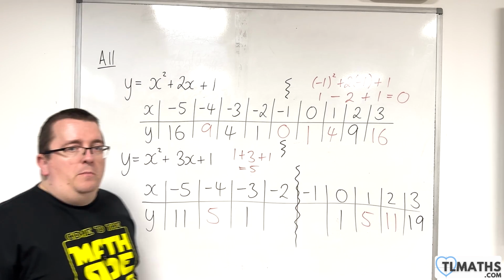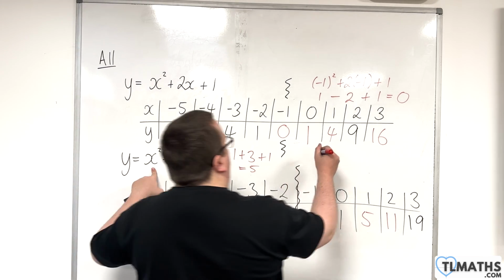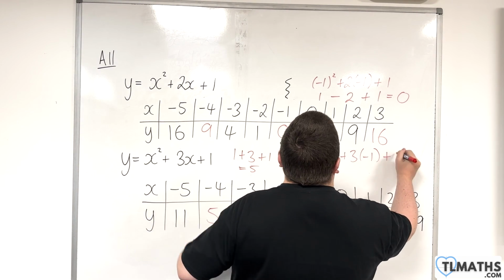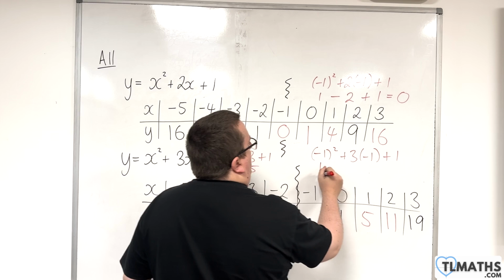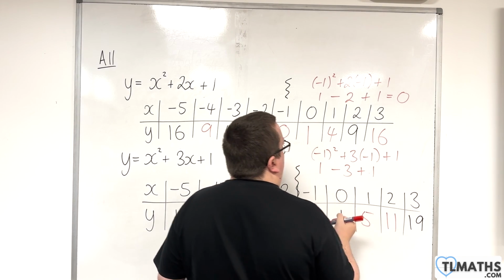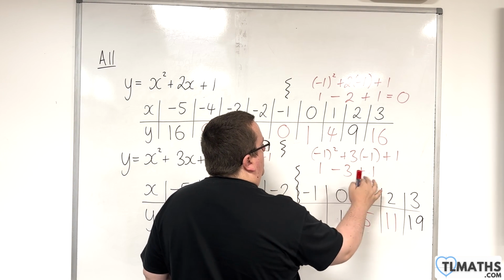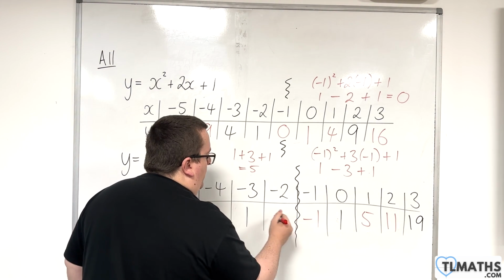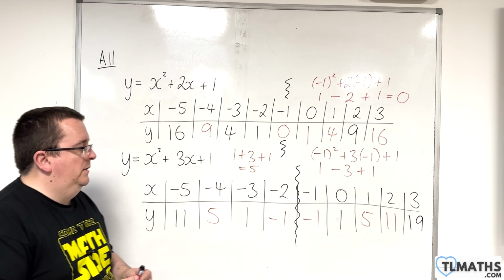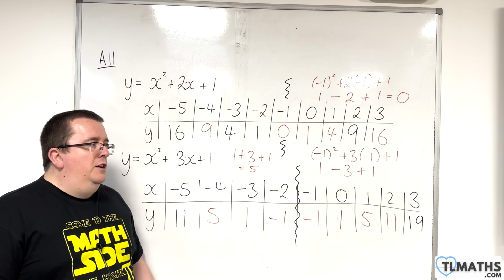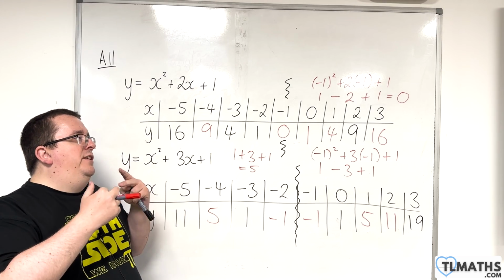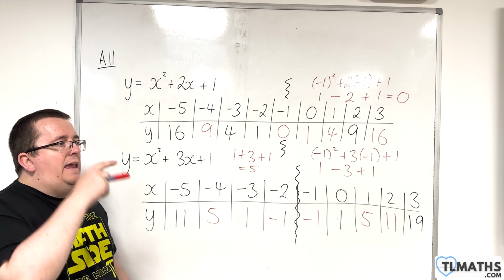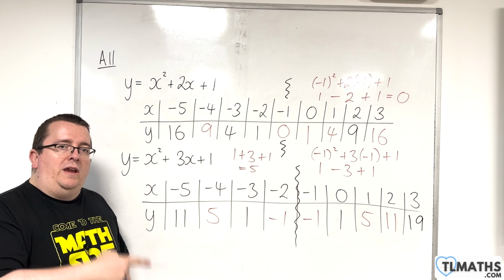Now what about when x is -1? We're going to have -1 squared plus 3 lots of -1 plus 1, which is 1, take away 3 plus 1. So -2 plus 1 is -1. So that's -1. If that's -1, that's -1. And we're done. So you can see that there are tricks of the trade that you can use that will make your life a lot easier if you spot the symmetry in the table.